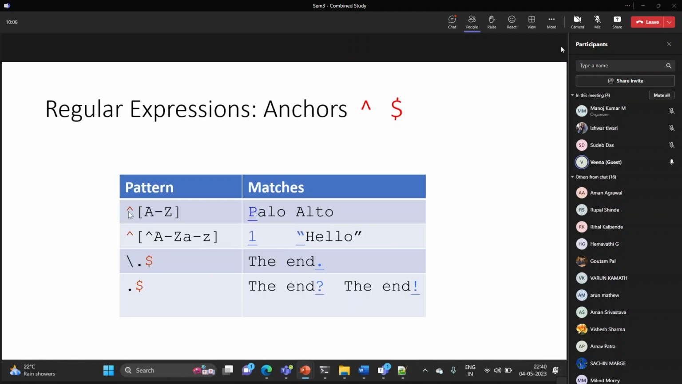The caret says the start. So in this case, caret, A to Z, not A to Z, not A to C. Palo Alto, the capital ones we can eliminate. Similarly, the second case, it is not A to C and A to C. So here the caret symbol also is coming inside. So all these patterns we can negate.